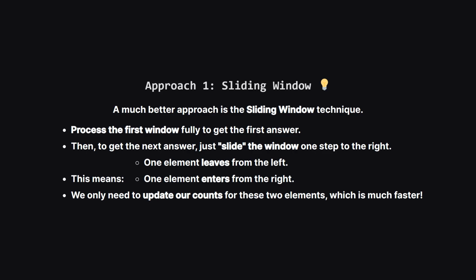And that smarter way is a classic computer science pattern called the sliding window. Think of it like this. Instead of looking at each window as a brand new problem, we realize that one window is very similar to the next. To move from one window to the next, we just slide over by one spot. This means one number on the far left drops out, and one new number on the far right comes in. Instead of recalculating everything, we can just update our frequency counts for those two numbers. This is way, way faster.